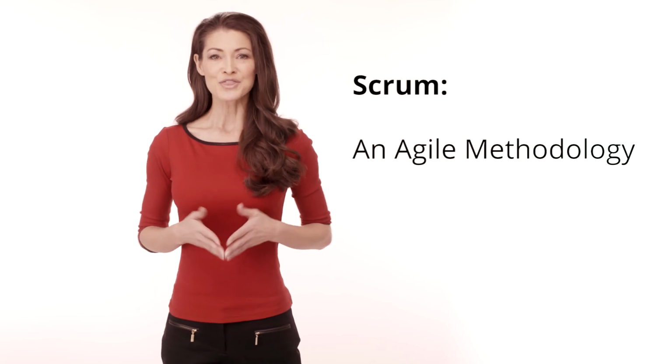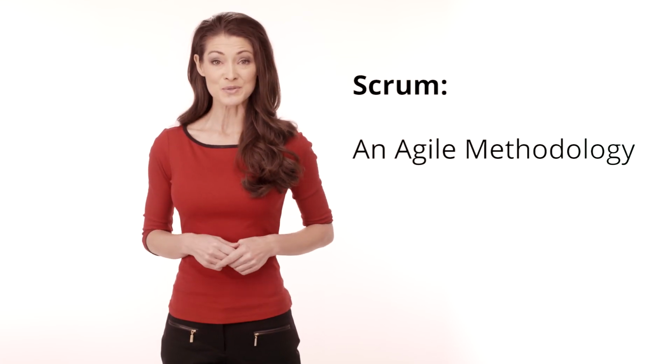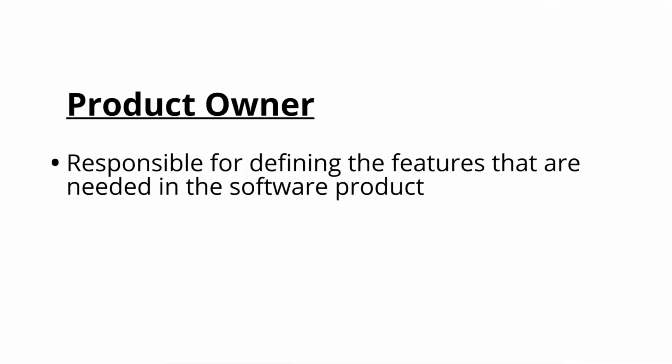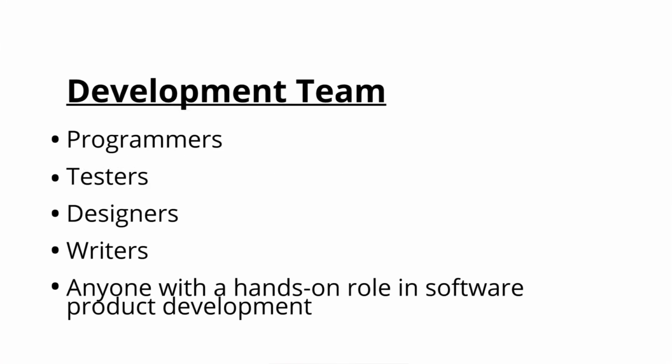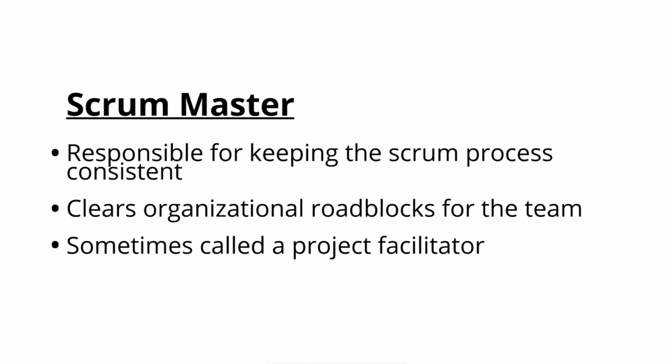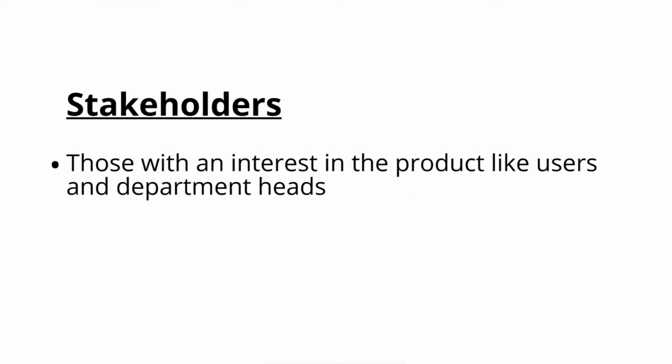Now let's take a look at Scrum, an agile methodology. The roles in Scrum look a little different from those in Waterfall. They are the product owner, the person responsible for defining the features needed in the software; the development team, programmers, testers, designers, writers, and anyone else who has a hands-on role in software product development; the Scrum Master, the person responsible for keeping the Scrum process consistent and clearing organizational roadblocks for the team. A Scrum Master is sometimes called a project facilitator. And the stakeholders, those with an interest in the product, like users and department heads.